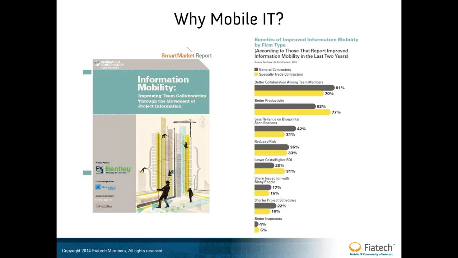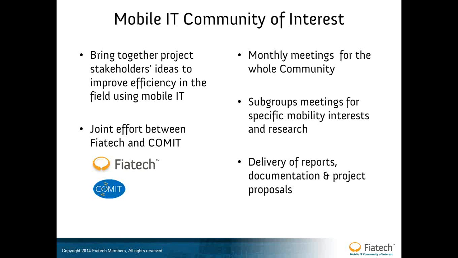The objective of the community is to bring together project stakeholders and their ideas to improve efficiency in the field using mobile IT, and share that knowledge to implement these ideas throughout the industry. The community is a joint effort between Fiatech and Comet. Comet is a UK-based organisation whose principal aim is to learn from experience and deliver measurable business benefit in terms of adoption of mobile technologies.